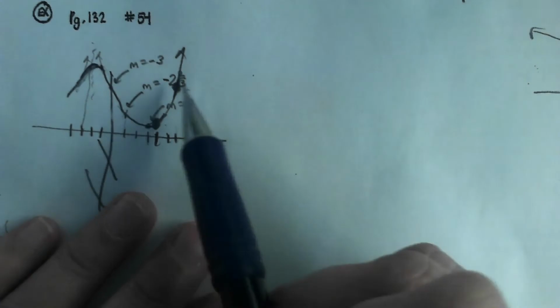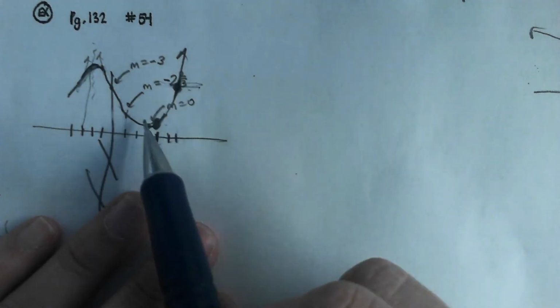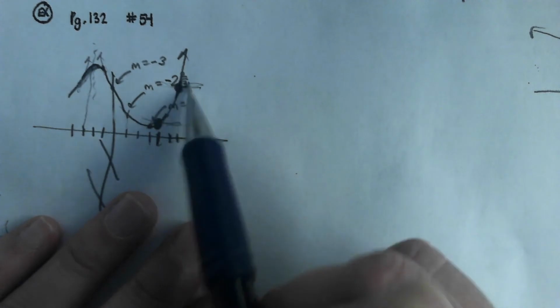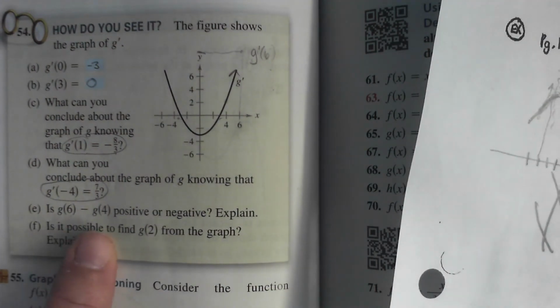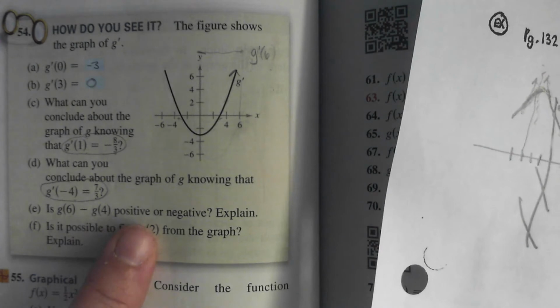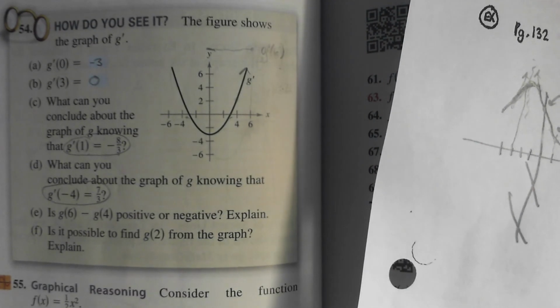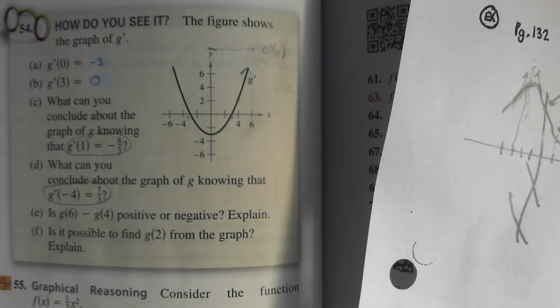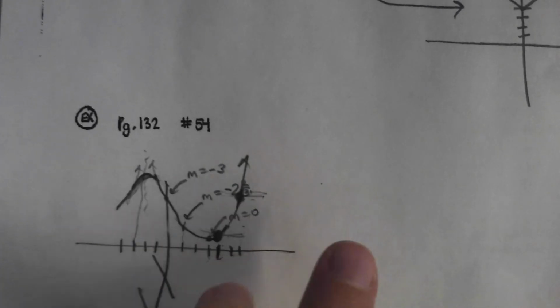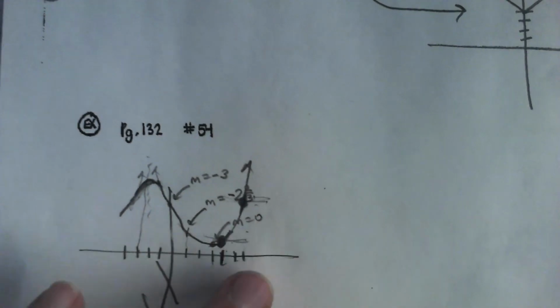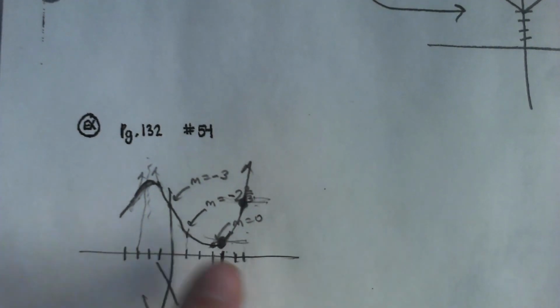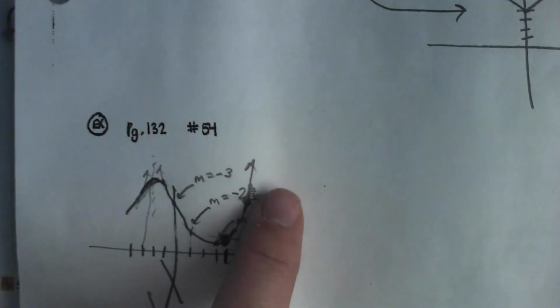Positive, because g of 6 is higher than g of 4. So a higher number minus something smaller is a positive. So g of 6 minus g of 4 would be a positive number. Now, that would be a very tough thing to put into words, because we had to guesstimate what our graph looked like based on the fact that the slope was continuously positive, right?